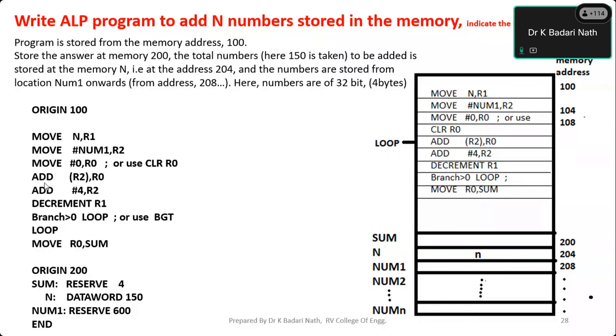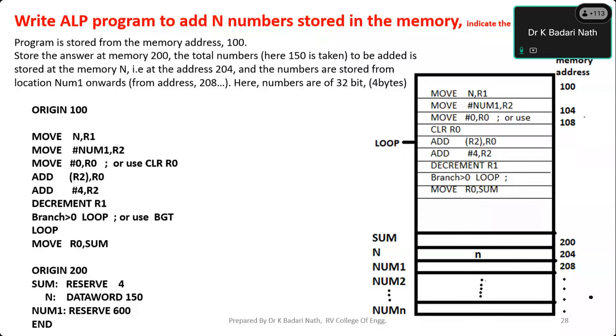Now I'll start the first instruction: add (R2), R0. That means R2 is used as a pointer, an indirect addressing mode. Whatever R2 is pointing to, the first number, will be taken and added to R0. Once I finish one number's addition, I should go to the next number. How do you go to the next number? You have to make the pointer point to the next location.